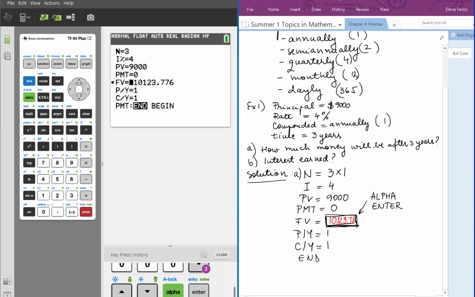This was part A, and part B says interest earned. So since we have 10,123.789 minus 9,000, well, if we subtract this, what do we get? So we get $1,123.78. That's the interest earned.